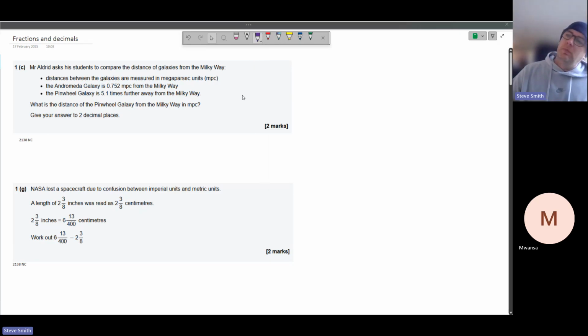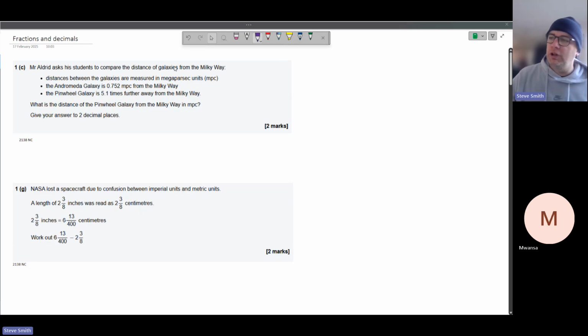Right. And these are obviously all based on questions that are on the most recent exams. We've got non-calculator. Quite a lot of the low tariff questions, 2 points and stuff, that are with fractions and decimals will be on the non-calc because it's getting you to use a bit of mental math. So Mr. Aldridge has his students compare distances of galaxies from the Milky Way, the distances between galaxies, and this is what I don't like about these sort of questions.